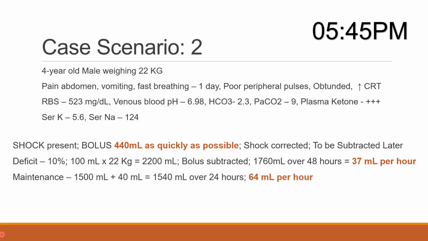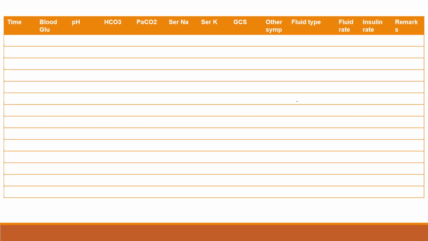And what is the normal maintenance? Maintenance will be calculated as per the Holiday-Segar formula. It is coming to be 1540 ml over 24 hours, so 64 ml per hour. So what is the total fluid requirement? 64 plus 37, that is 101 ml per hour. So similarly to last case, we have to maintain this chart.